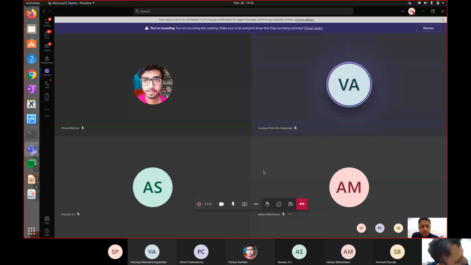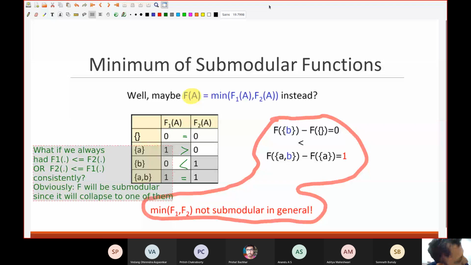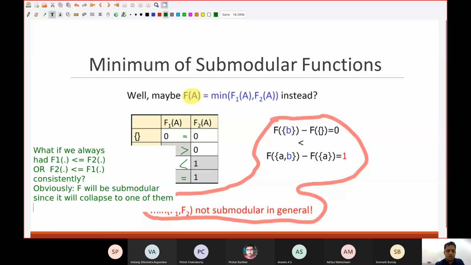So what if we always had one of these? Certainly f will be submodular because it will collapse to one of them. But let me ask a slightly more interesting question. What if f1 minus f2, or f2 minus f1, was monotone? f1 minus f2, obviously with arguments, or f2 minus f1 was monotone. Again, you note that we don't really have monotonicity here either.